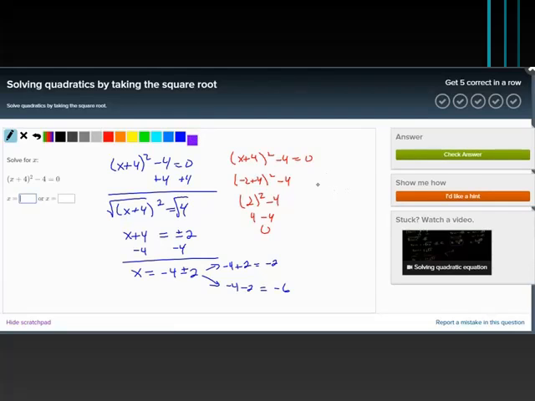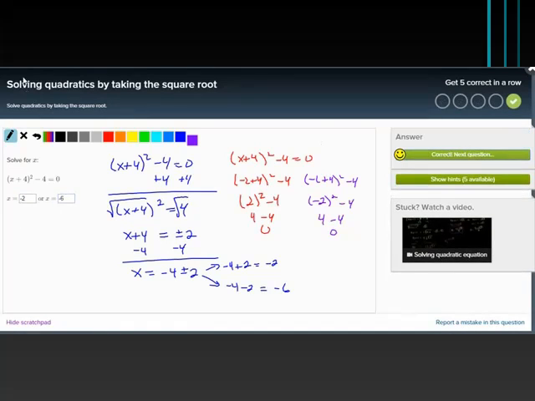Let's try the other one. (−6 + 4)² − 4. Negative 6 plus 4 is negative 2. Negative 2 squared is 4. 4 minus 4 is 0. So they both work. So we'll put in the answers as negative 2 and negative 6 and check answer, and it is correct.